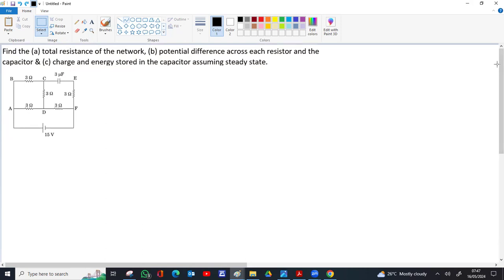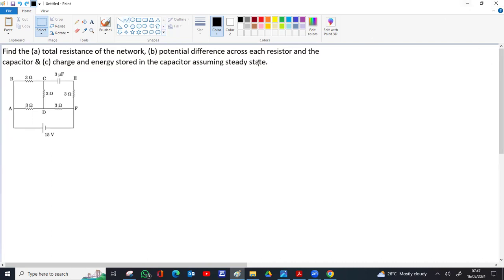This is a question involving a capacitor and resistor connected to a DC circuit. We are asked to find the total resistance of the network, the potential difference across each resistor and the capacitor, and the charge and energy stored in the capacitor, assuming steady state. That's a normal question with a DC circuit, assuming steady state.